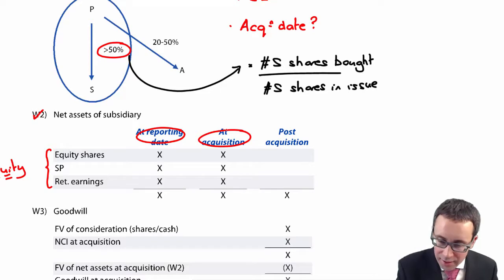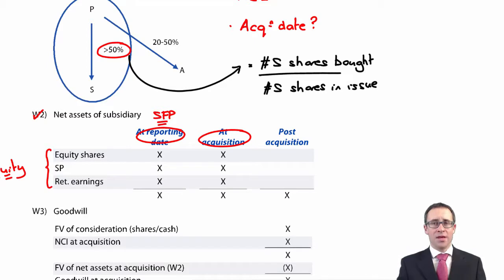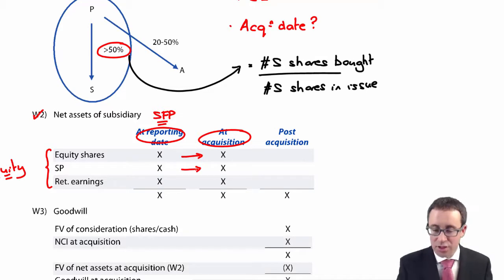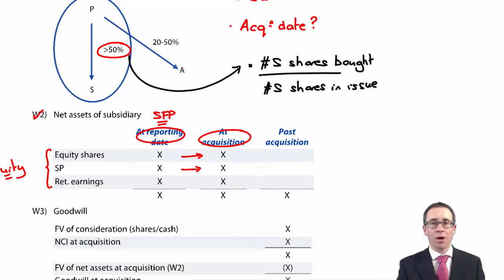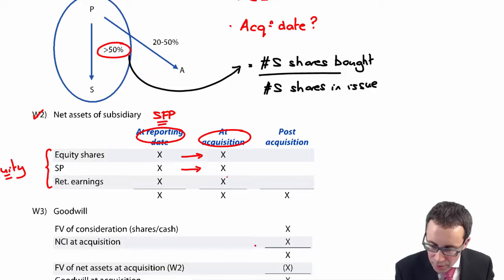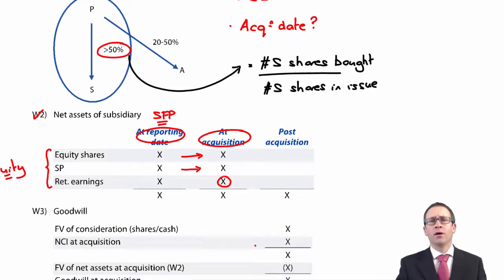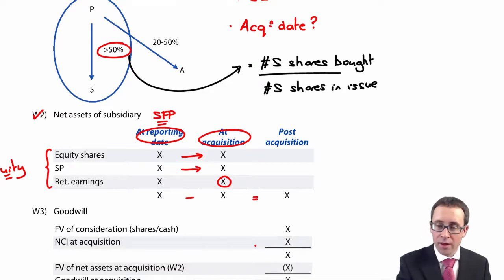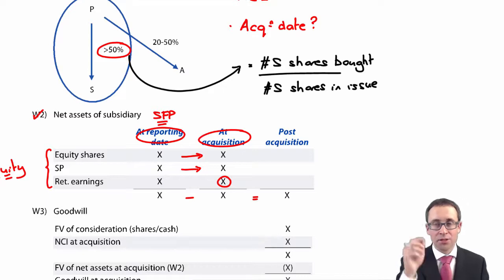Again, what you tend to find is that the reporting date figures could be given to you on the SFP at the year end. Whatever the equity shares are, they are the same as at acquisition. If you're given share premium, that is the same as at acquisition as well. The retained earnings at year end, so at the reporting date, again come from S's SFP. You may need to calculate or even be given the retained earnings at the acquisition date. Then you take the reporting date figure, subtract the acquisition date, and that will give you your post-acquisition figure.